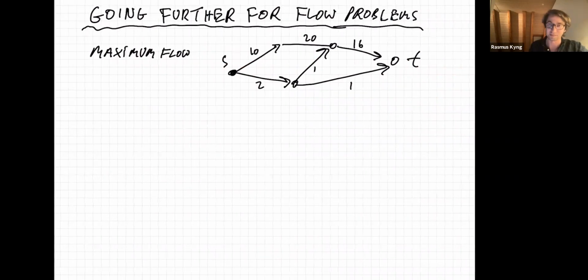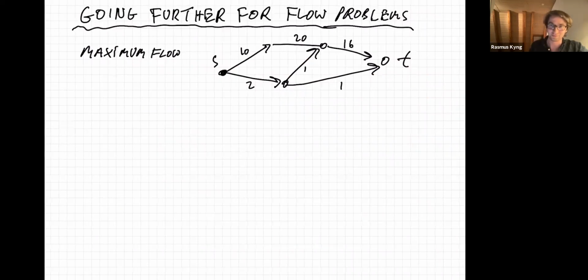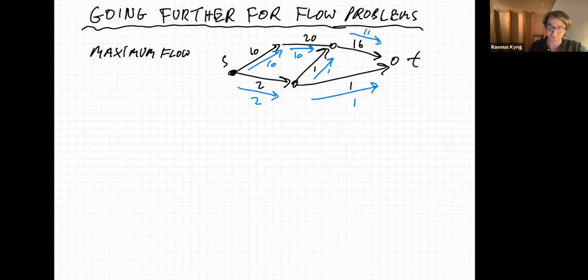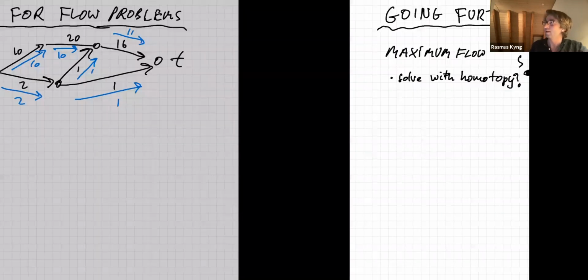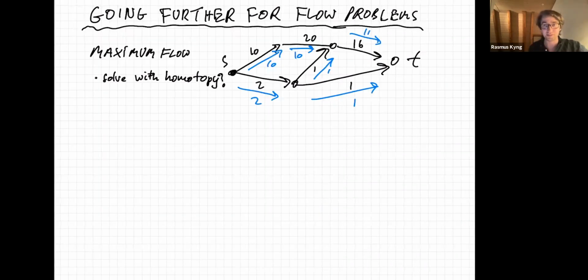I see I'm very low on time, so I think we should finish in 2 minutes, right? So I'll try to keep it very short. So here is a maximum flow in this graph, just these blue arrows, okay? Now it turns out that maximum flow is a linear program, so you can solve it with homotopy, like all the things we just learned.